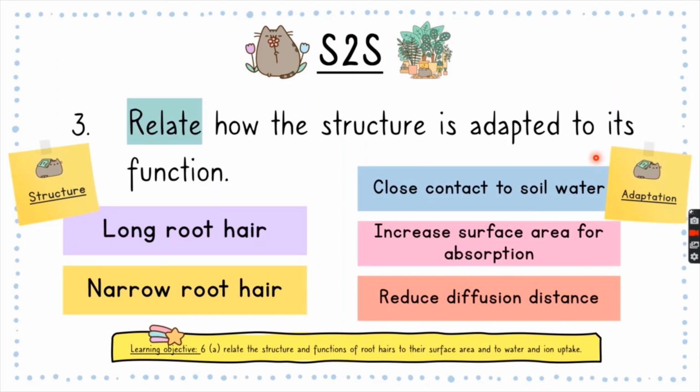So how do we relate these adaptations to their structure? The long root hair part actually helps the root hair to get close contact to soil water so that they can absorb the water and the minerals that are dissolved in the soil water. Secondly, being long also increases the surface area for absorption of minerals and water. Lastly, being narrow helps to reduce the diffusion distance. That means you can have faster absorption of water and minerals.